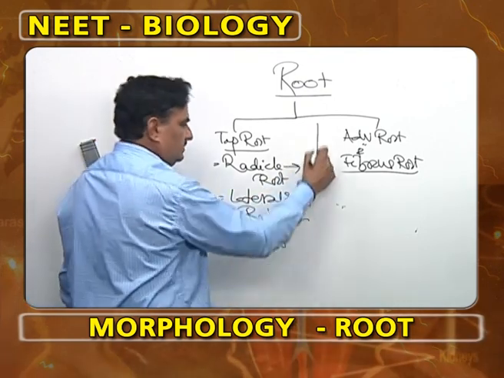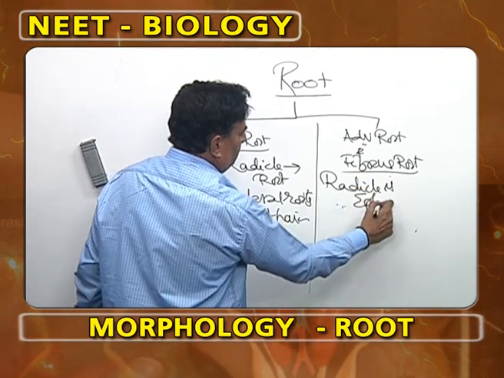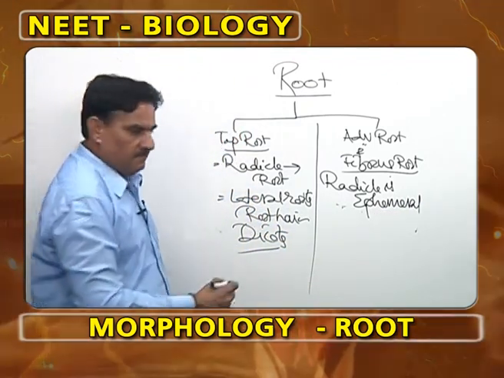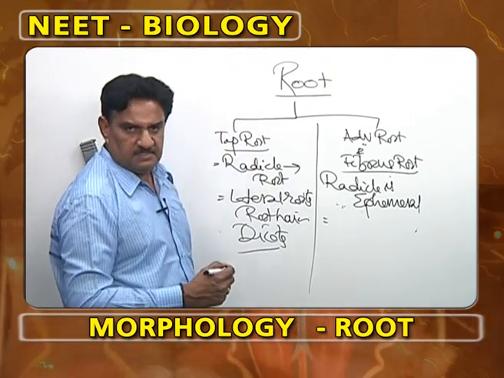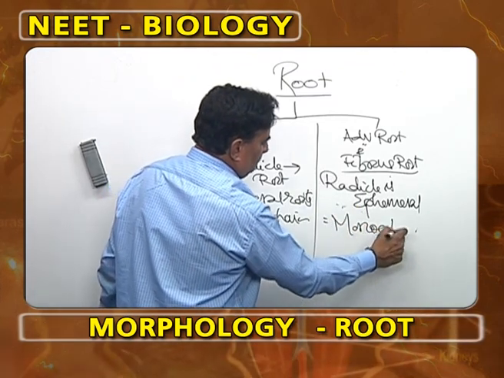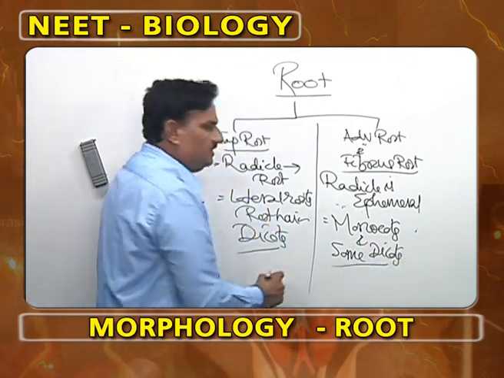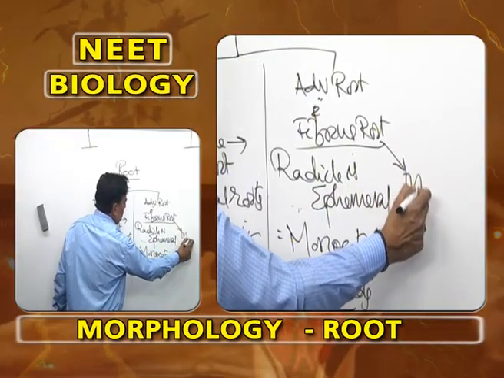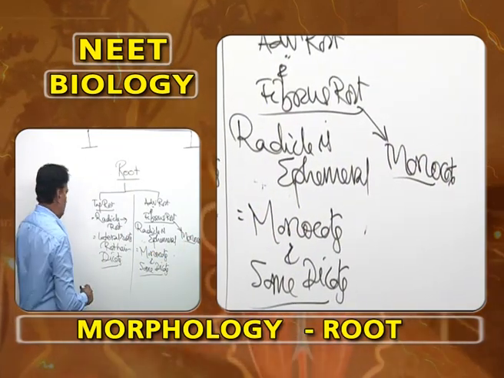Then the adventitious root system. Here the radicle is ephemeral. Ephemeral means short living. Any part of the plant except the radicle, suppose it produces a root system, then it is called adventitious root system. It is found in monocots and some dicots. Fibrous root system: a bunch of adventitious roots present at the base of the stem or basal node. It is found in monocots.